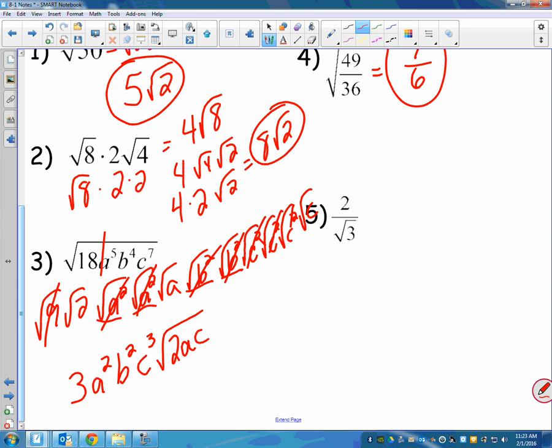A lot simpler way than writing all this out is if you see a to the 5th, how do you know that there will be 2 out here and 1 left over? If you have an odd exponent, are you always going to have 1 left over on the inside? Always. If you have an even exponent, are you going to ever have any left over? No.